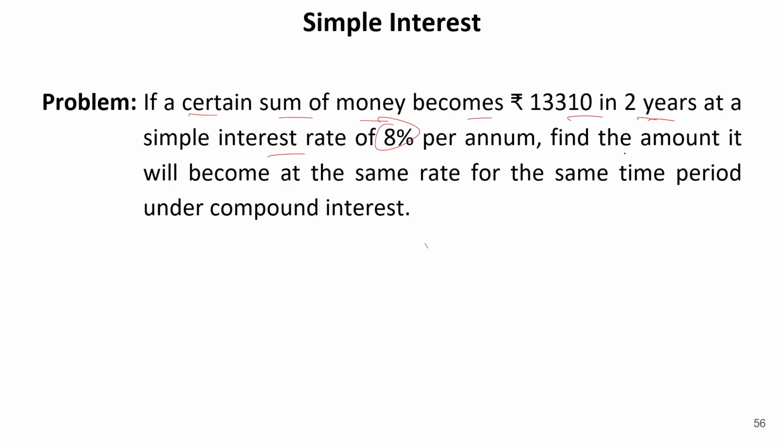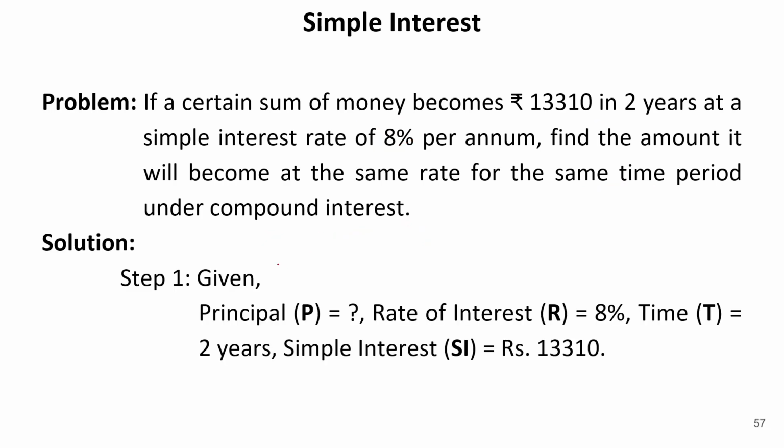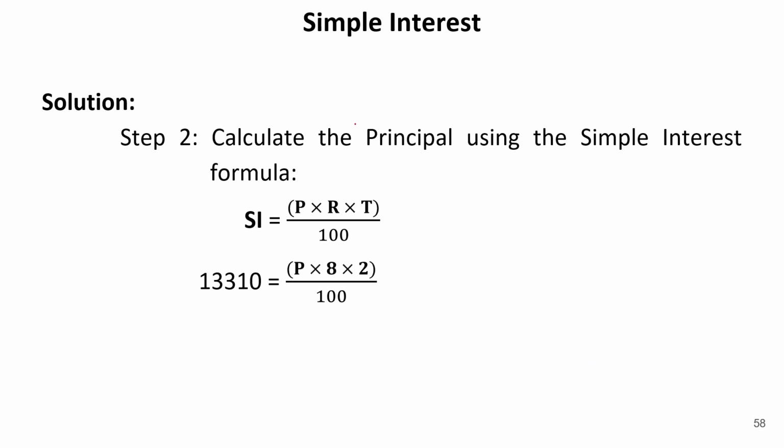find the amount it will become at the same rate for the same period under compound interest. So given that principal P is unknown, rate of interest R is equal to 8%, T is equal to 2 years, and simple interest is equal to 13,310. So calculate the principal using the simple interest formula.